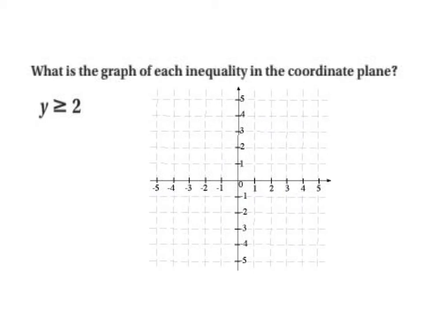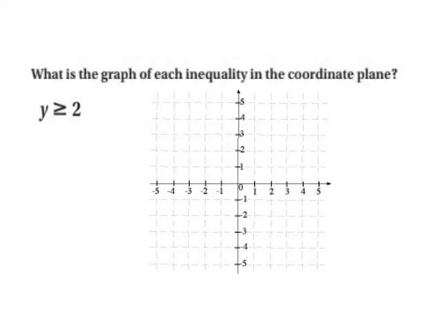All right, so in this case, we have y is greater than or equal to 2. So I'm going to go where y is 2. I'm going to put a point there. And then in this case, there is an equal sign. So that's going to be one solid line. And it says all the y values that are greater than. So then from here, we're going to shade above. So we shade above.